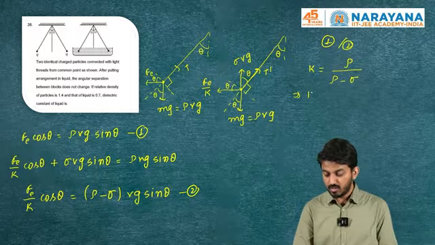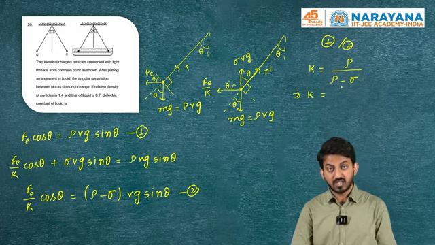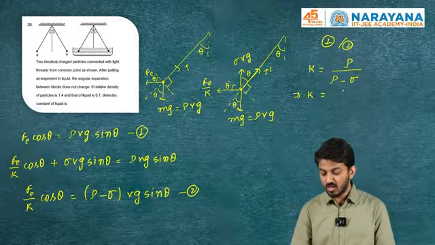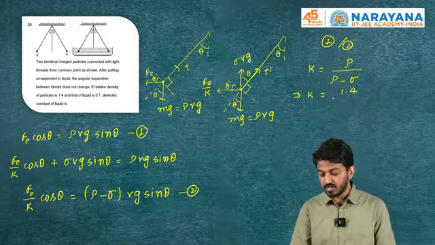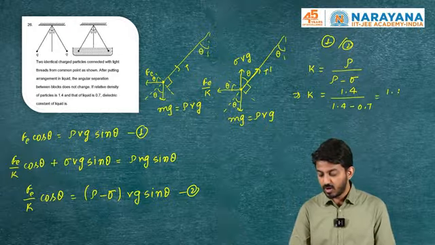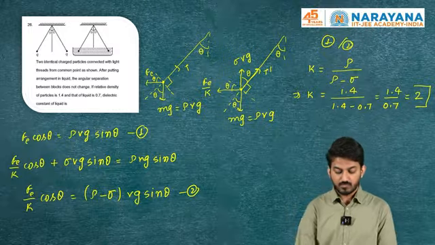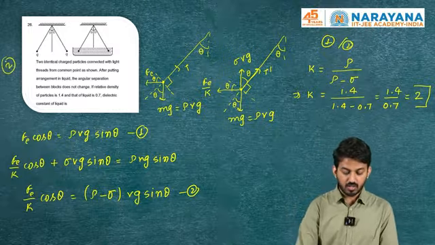So putting the values here. Rho is, again, relative densities are given, 1.4. If we multiply the density of water here, that will get cancelled. So I can directly put relative densities here. 1.4 divided by 1.4 minus 0.7 for the liquid, giving us 1.4 divided by 0.7, the answer being 2. So 2 is the answer in this case.